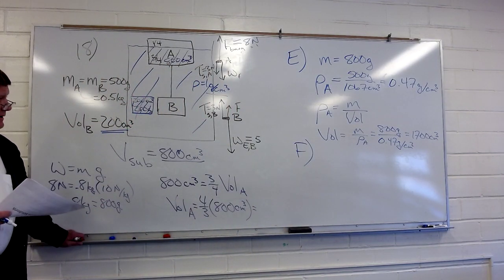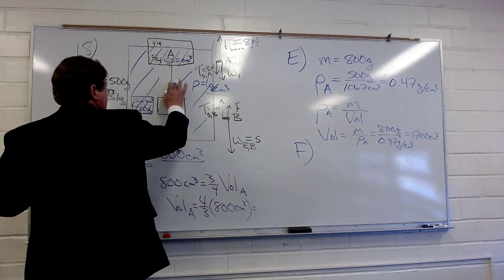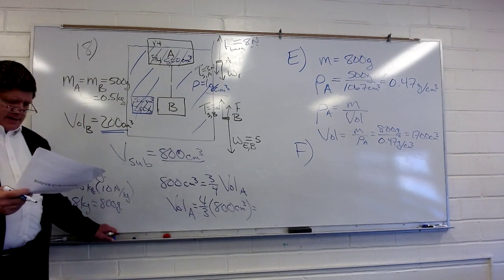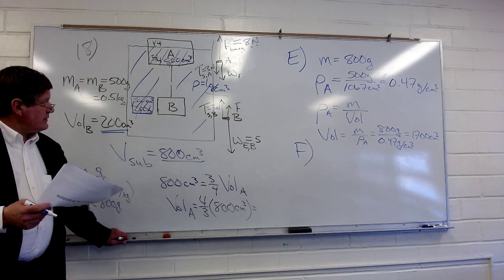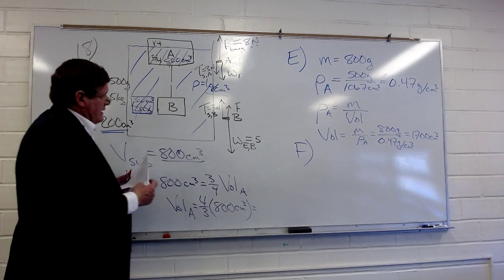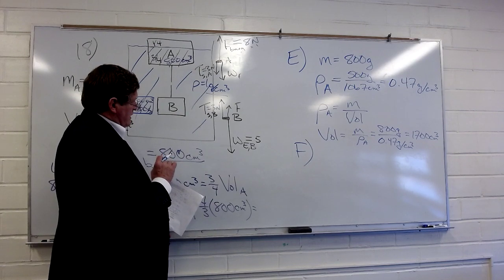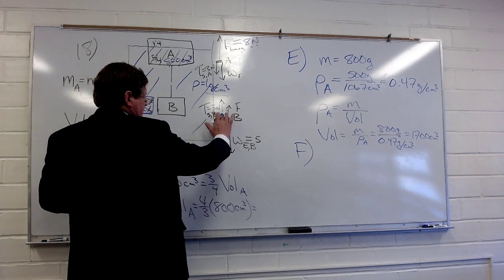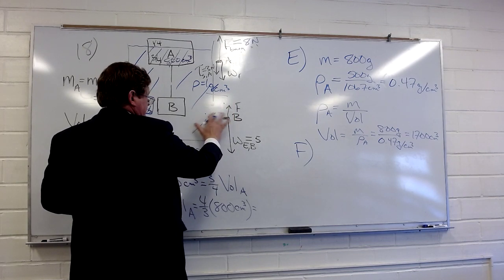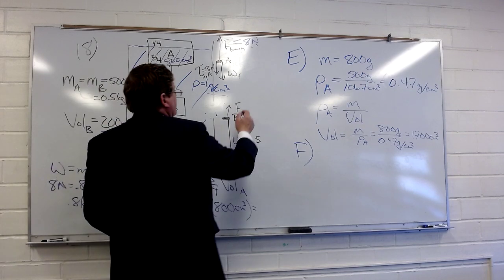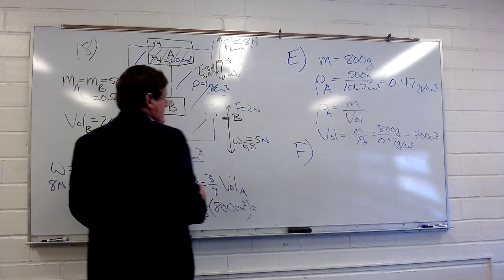I can see why my co-author didn't want to put this one in the book. If the string were suddenly cut, what would be the acceleration of that block B right after you cut the string? Well, I've got a free body diagram for block B right here. That used to be correct when I had the string there, but if I cut the string so it's no longer pulling, I take away this tension force here. And now I just have a buoyant force of 2 newtons up and a weight force of 5 newtons down.